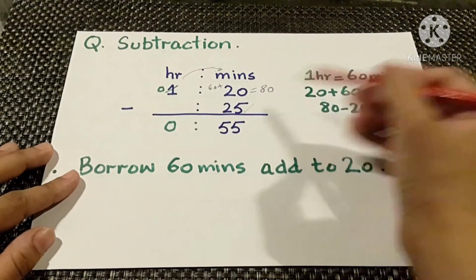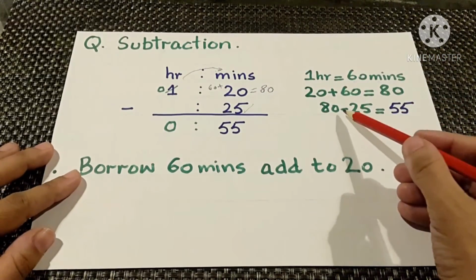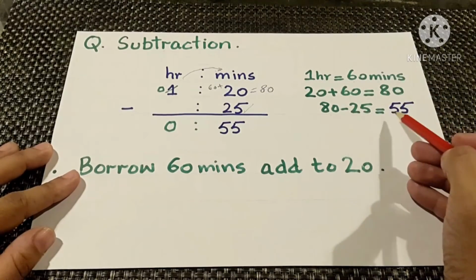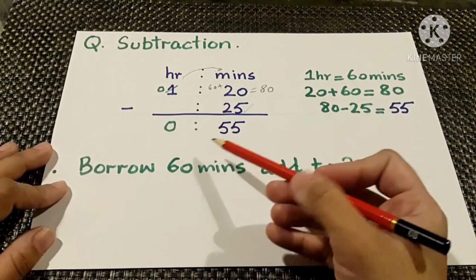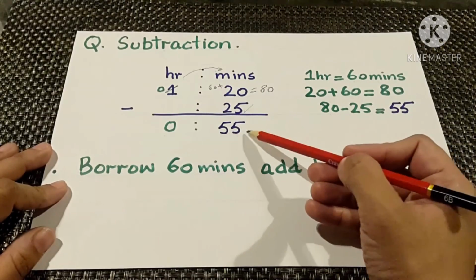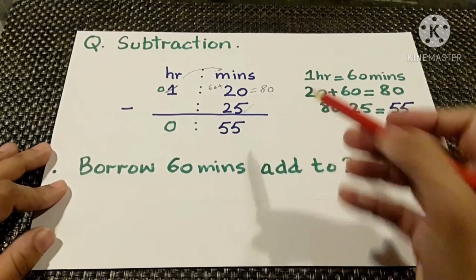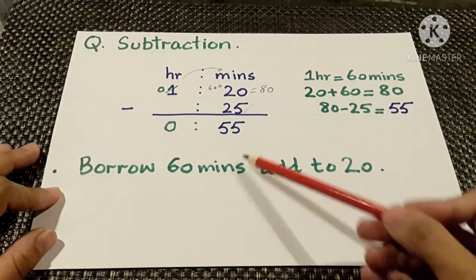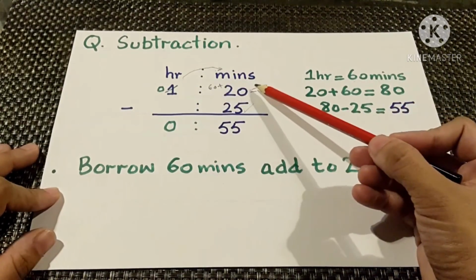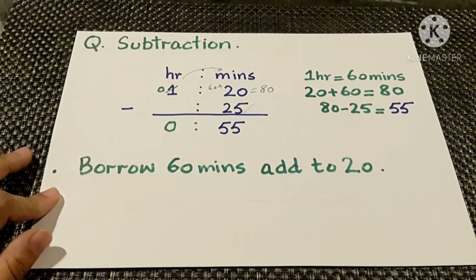Now we will do the subtraction. We will subtract 25 from 80, we get 55 minutes. And here the hours will be 0. So we get the answer 55 minutes. The key point here is that we will borrow 60 minutes and then we will add it to 20. Hope this is also clear to you.